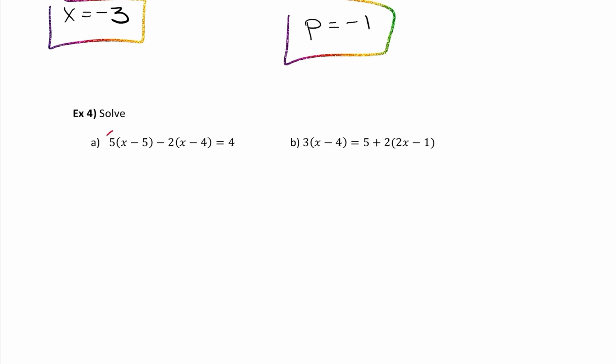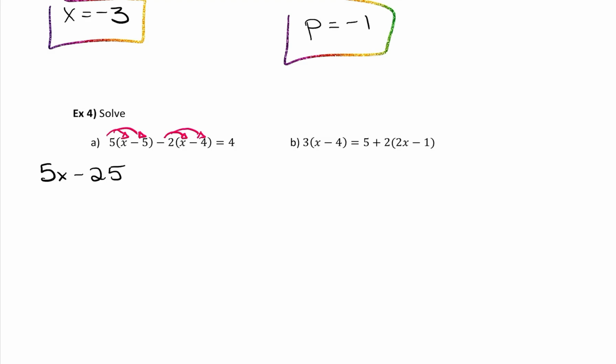The first thing in our first step we're going to do is we're just going to multiply both the brackets to get rid of them, okay? So let's start with the 5. 5 times x is 5x. 5 times negative 5 is negative 25.